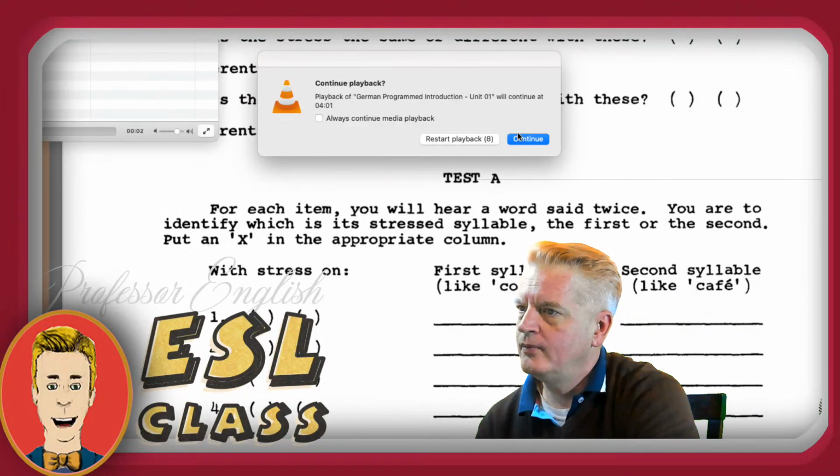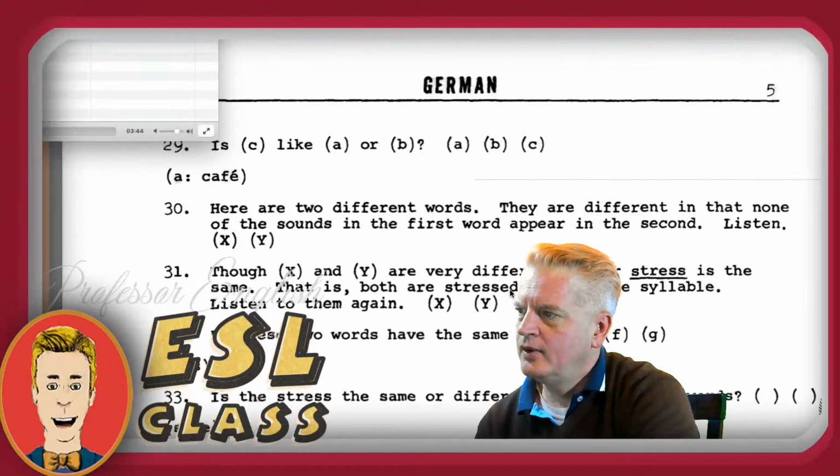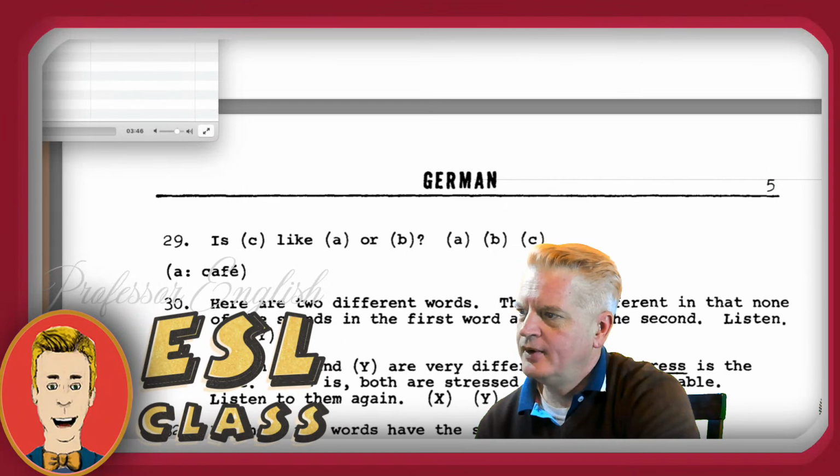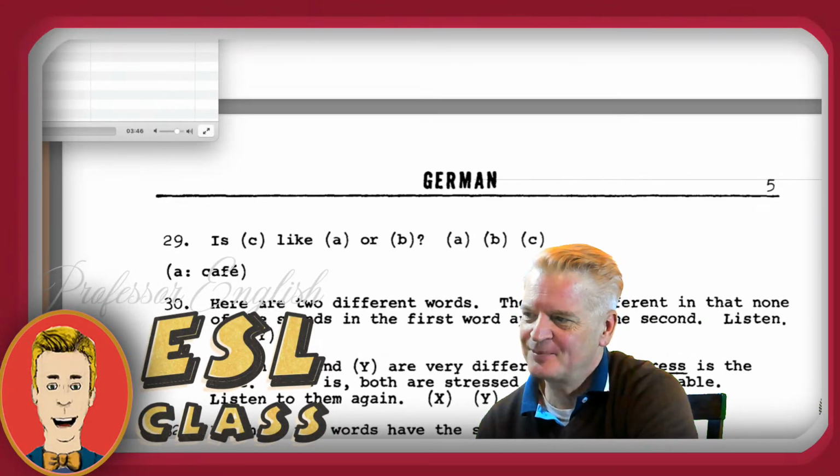FSI German, programmed in Danke. Abend. Page 5, 29. Kaffee. Oh, Kaffee. Well, let's go back to number 29 and we'll start over. Verstehen.